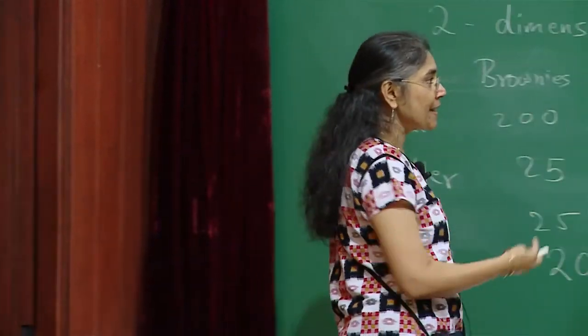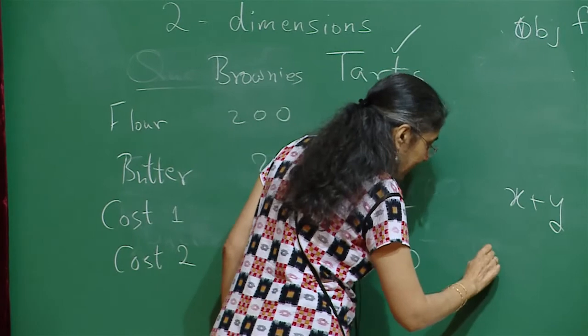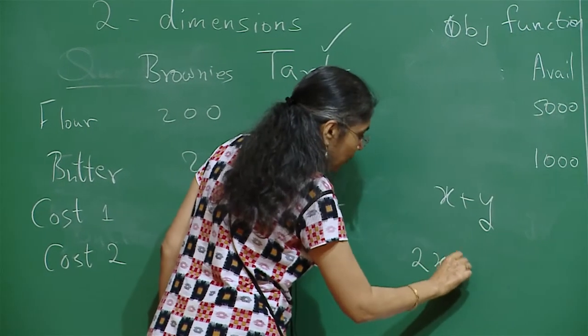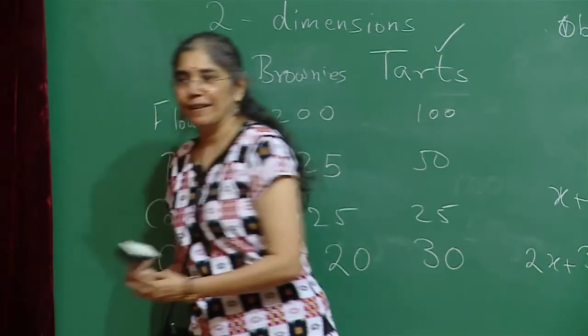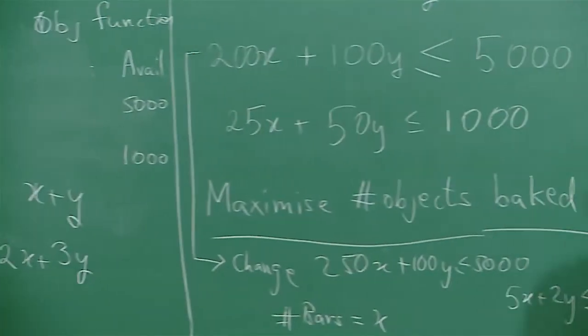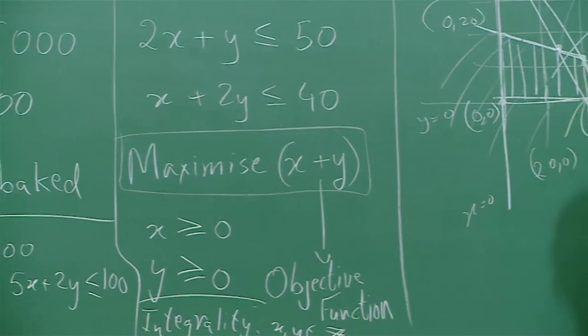So the baker is no longer interested in just saying what is the maximum number of objects I can bake. We really want to maximize 20x plus 30y, which is like 2x plus 3y. Let's go back to that figure and see what happens with 2x plus 3y. So now let's get rid of that other fractional line that we had.